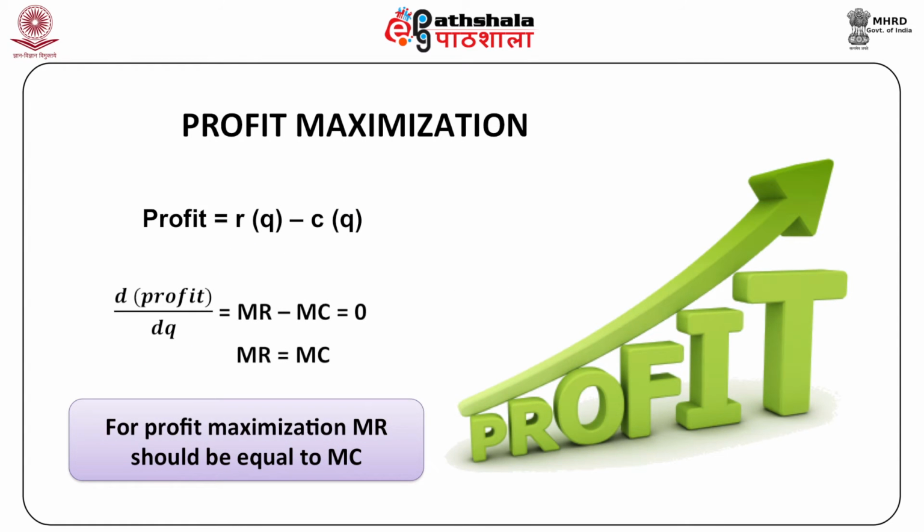Now we will be talking about profit maximization. As we know that profit is the surplus of revenue over cost, and revenue and cost both are functions of output. Let the profit function be profit is equal to R(Q) minus C(Q), which is denoted by equation 1. Differentiating 1 with respect to Q, we get d profit divided by dQ is equal to MR minus MC, which should be equal to 0, or MR is equal to MC, which we denote as equation 2. Equation 2 states that for profit maximization, marginal revenue MR should be equal to marginal cost MC.